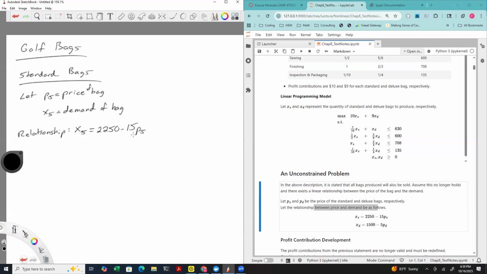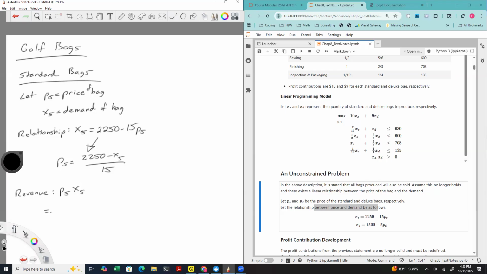So one of the ways I can think of that is, okay, if I just take this and solve for P sub S, I would end up with what? I would have 2250 minus X sub S all over 15. And then I would say something like the revenue is P sub S times X sub S, right? This is the amount of the sell price of the standard bag. That's how many standard bags are going to be demanded and will in turn produce.